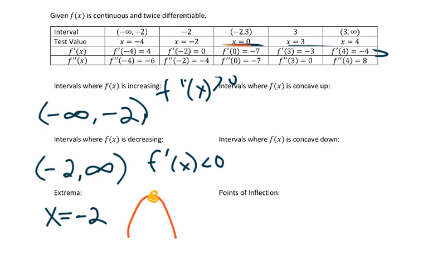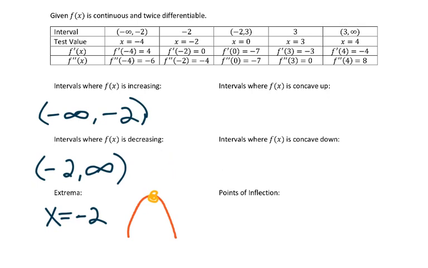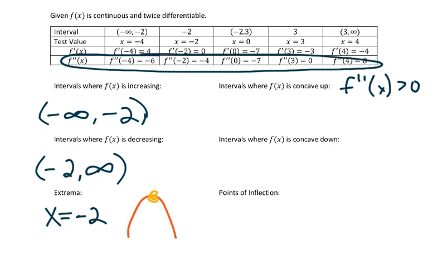Alright, let's take a look at the next part here. It says intervals where f of x is concave up. If we're looking at concavity, however you want to say it, we're looking at the second derivative. So we're looking for where f double prime of x is greater than 0. If we want concave up, we want to know where it's greater than 0. So we're looking at the last row here, and let's look at these values.